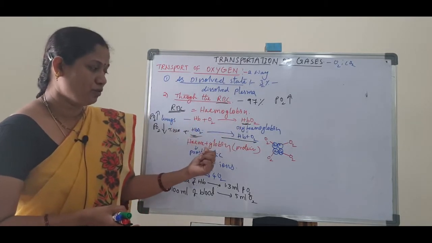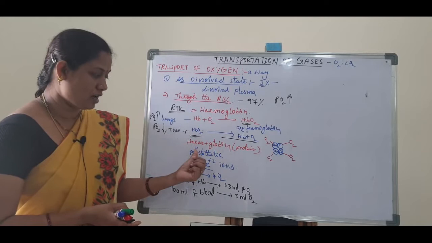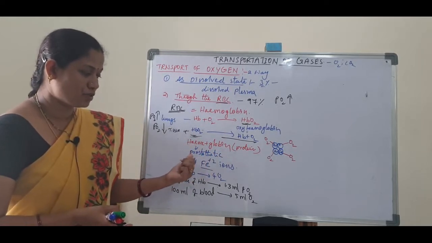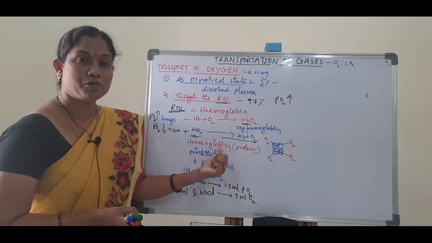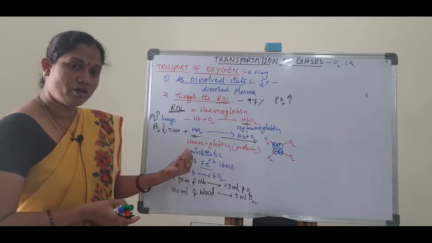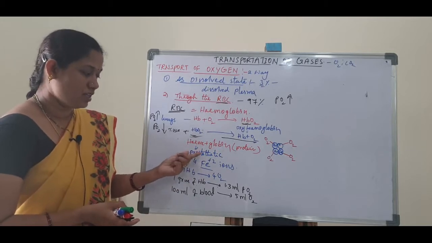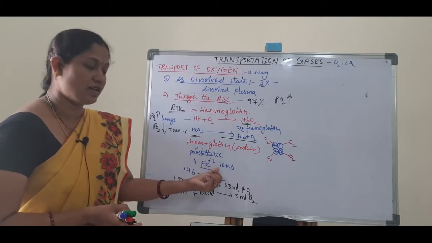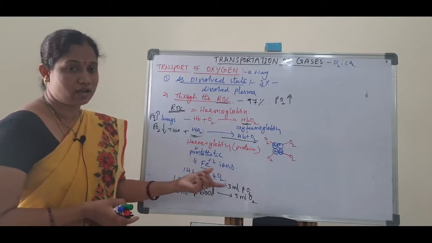Next, hemoglobin has 2 parts. They are the heme and the globin part. Heme is a prosthetic group, globin is a protein part. Heme is also called the prosthetic or non-protein part. In the heme region, 4 ferrous ions are present. Ferrous or iron ions are present.